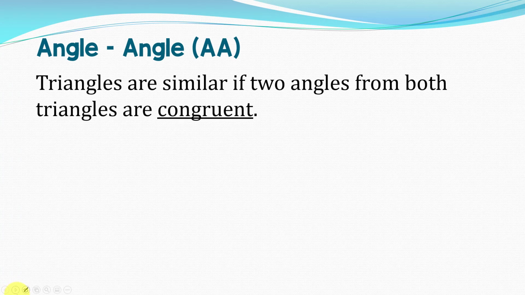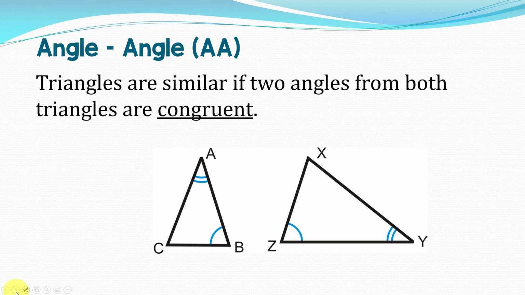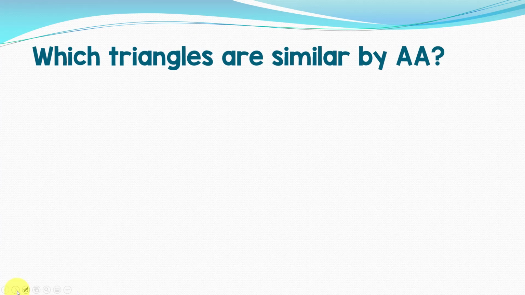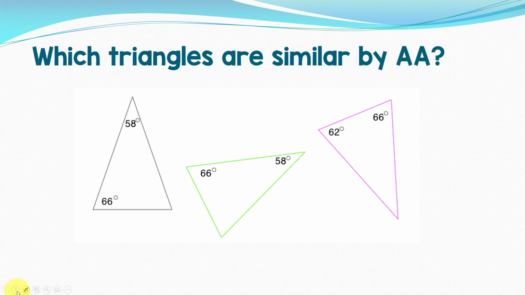All right, another postulate. If we have two angles that are both congruent, then we can say the shapes are similar. All right, so as long as we see two congruency markers, we're good to go. All right, so let's check these out. We got 58, 58. That checks out. 66, 66. That checks out. So these two are similar by angle, angle.